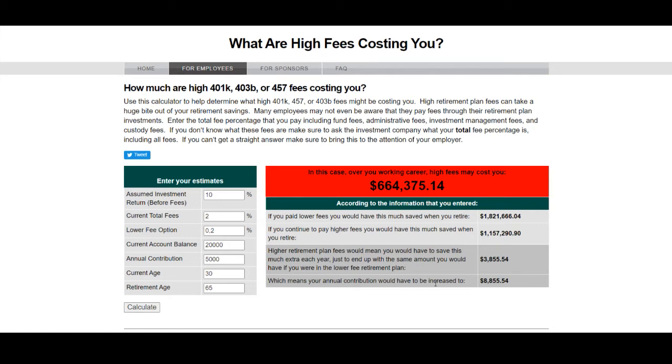And at 0.2%, the same thing, just with the lower fee option, you retire with 1.8 million. That is crazy, right? And these numbers get even crazier the younger you are. The longer you have to invest, the bigger these numbers get.